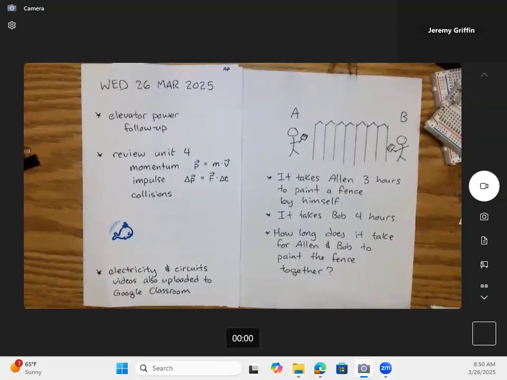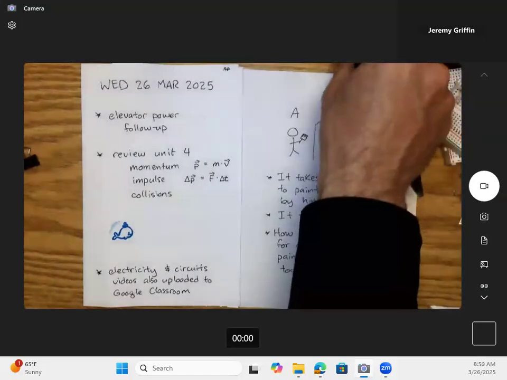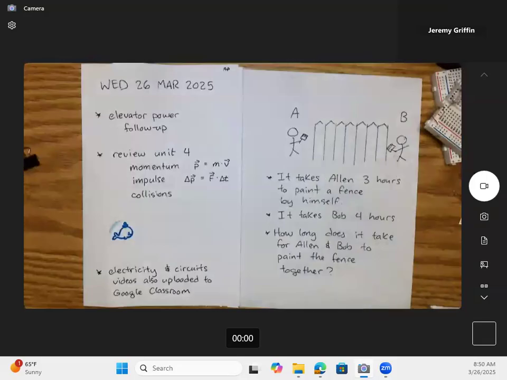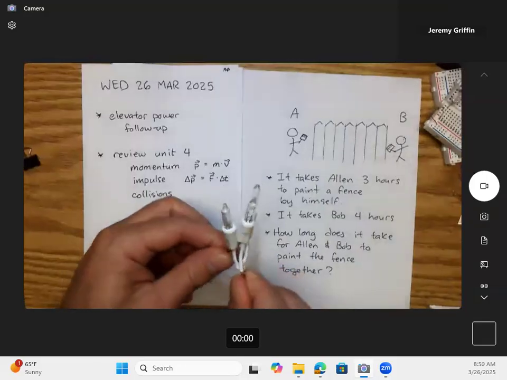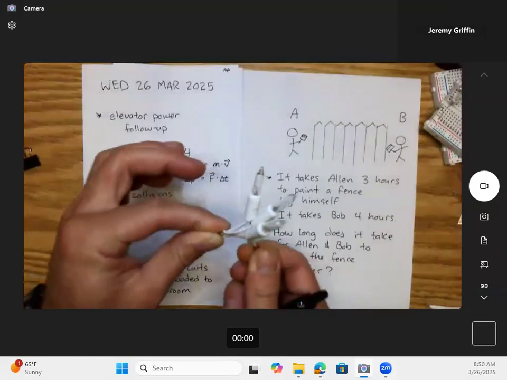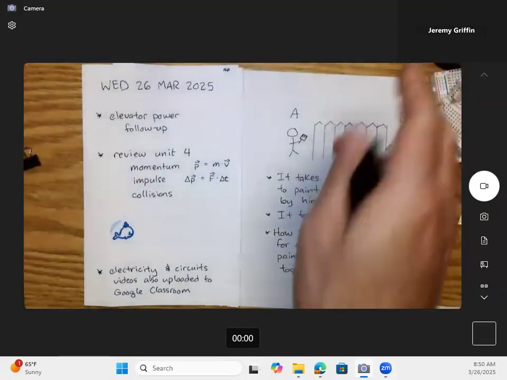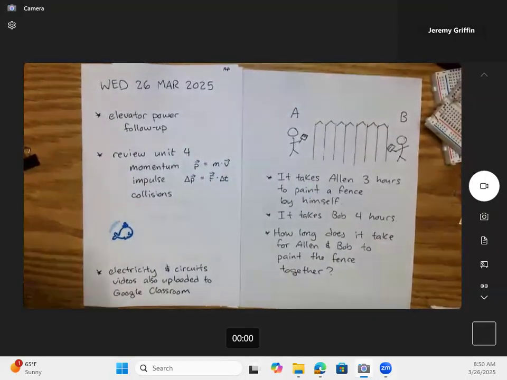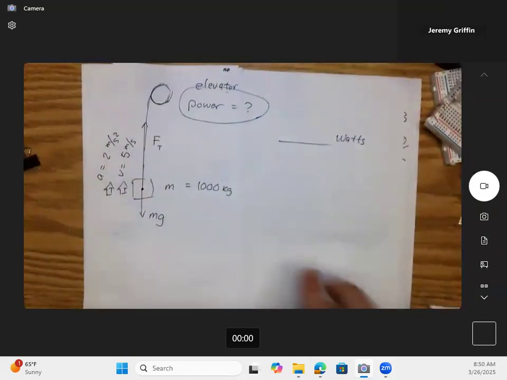I got two guys painting the fence here, and that's the same math to solve this question with two guys painting the fence. It's the same math as solving resistors in parallel, which is like these Christmas lights tied together. And so we'll solve this one too. But first, let's do this elevator question.